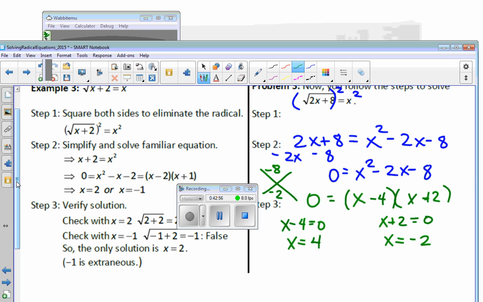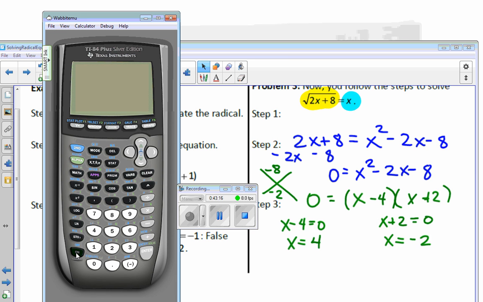I can check it by plugging it in, plug in both of these into my answer, or I can graph it. Now, when I graph it, I'm going to graph it the left-hand way, the y1 way and the y2 way. Let's see if I can figure out which answer does not show up. Either 4 or negative 2 will not show up.